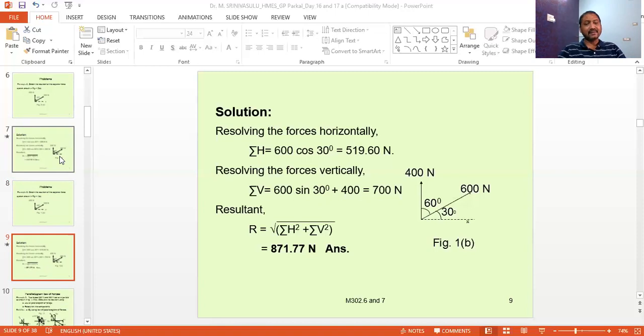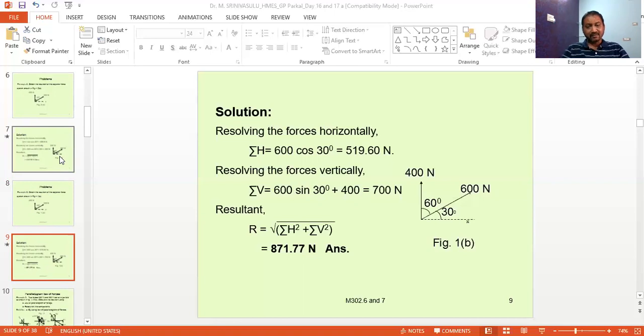Now we got the sigma H and the sigma V. Now the resultant force R is equal to, we know the equation, R is equal to under root of sigma H whole square plus sigma V whole square. So R is equal to under root of 519.60 whole square plus 700 Newton, 700 whole square.